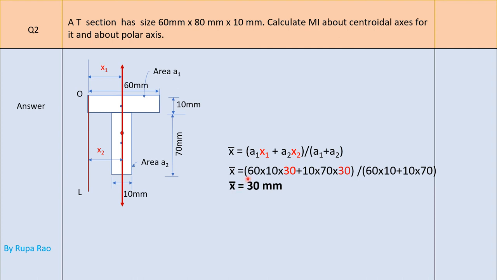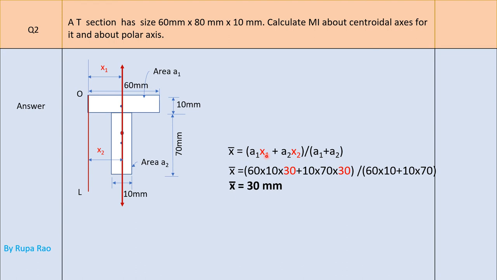So start doing the calculation from here. Bracket open 60 into 10 into 30 plus 10 into 70 into 30 bracket close divided by bracket open 60 into 10 plus 10 into 70 bracket close is equal to, you will get the answer 30 mm.